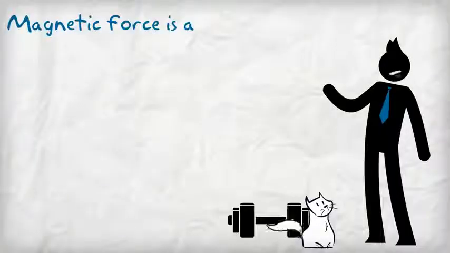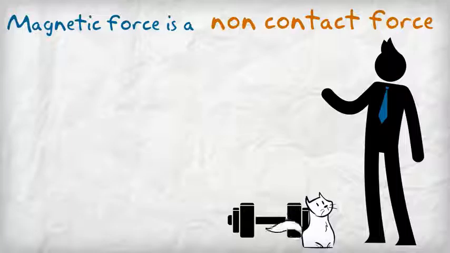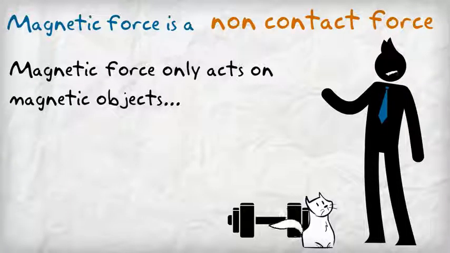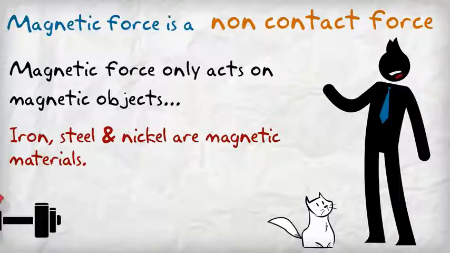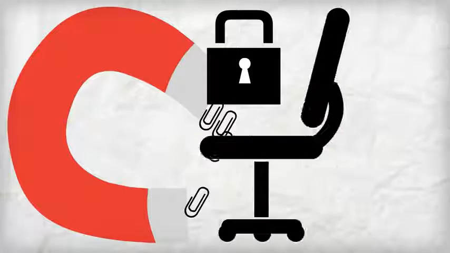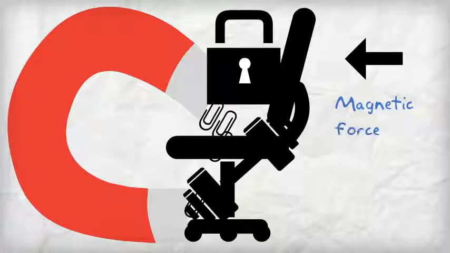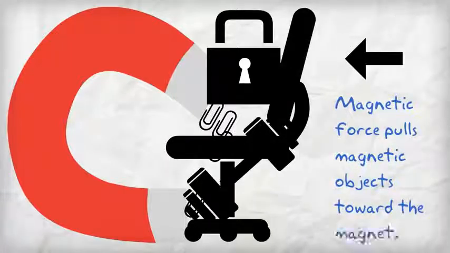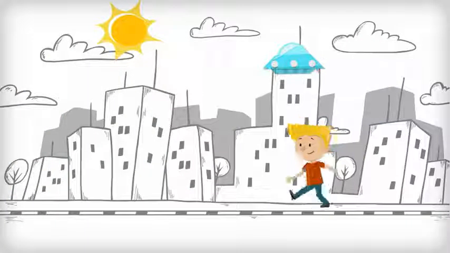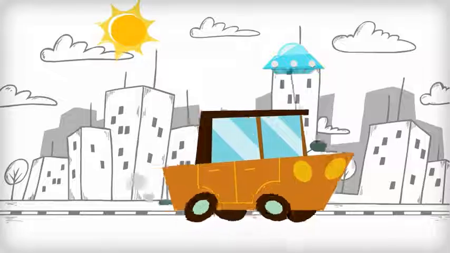Magnetic force is a non-contact force. Magnetic force only acts on magnetic objects. Iron, steel, and nickel are magnetic materials. The force of magnetic attraction pulls the magnetic object towards the magnet. The interaction of forces makes the world we live in the way it is.